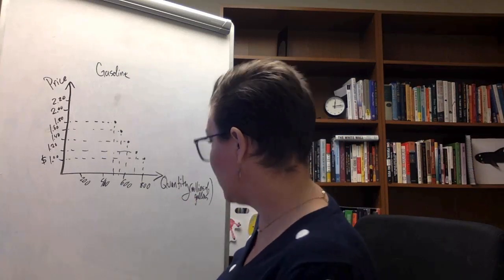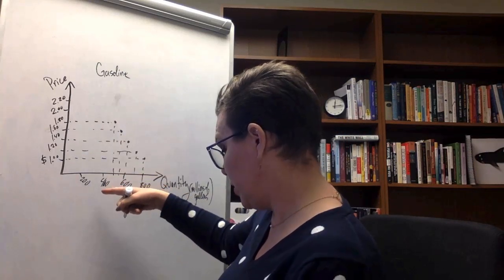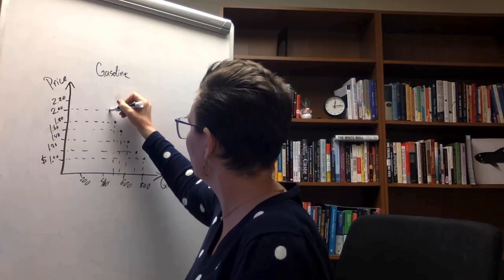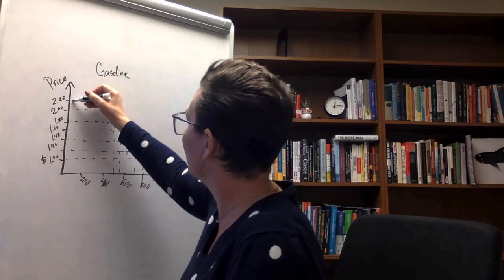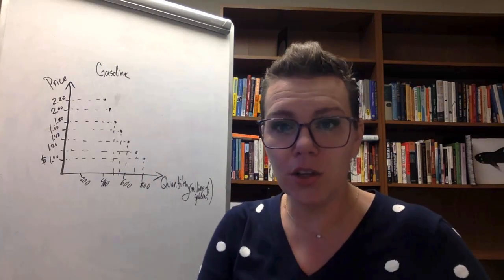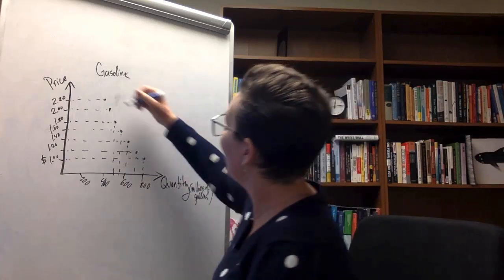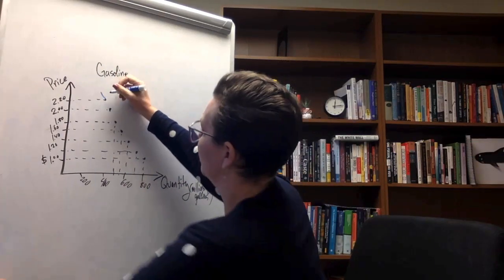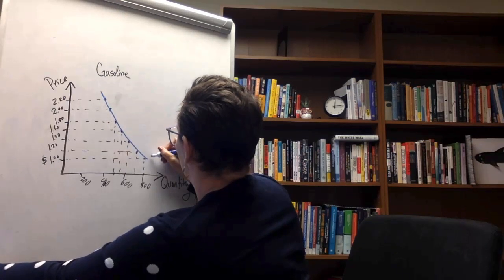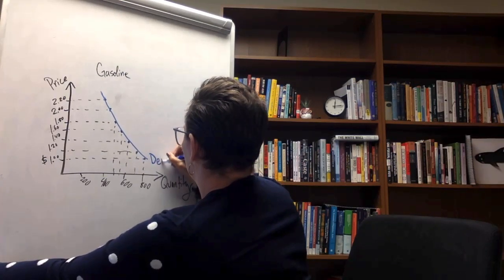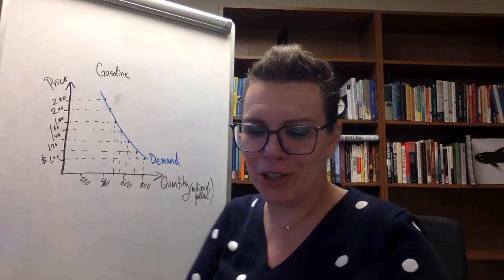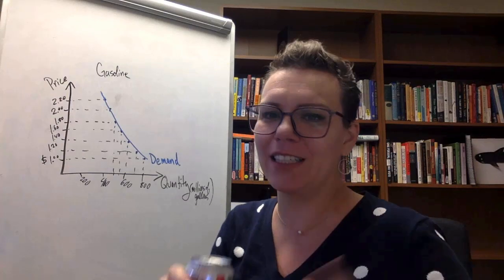So $1.80 is 500, and then $2 is 460. So that's about here. And then $2.20 is 420. So all of those points put together give us a demand curve. And it's always good to label your curves. The more you label your graph, the more clear it is, right?